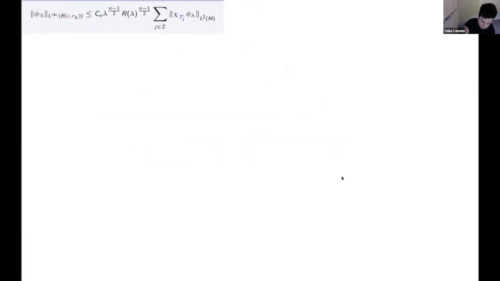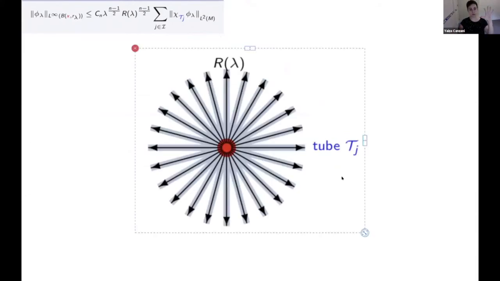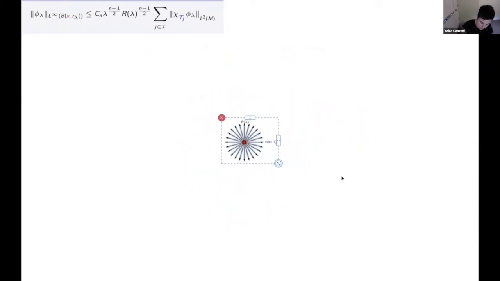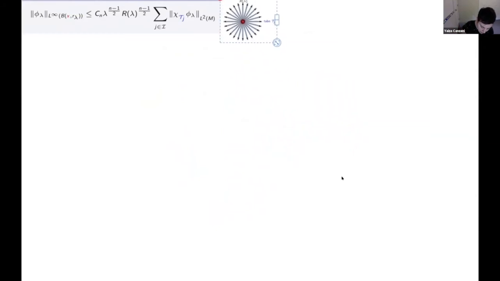Just so that we are all on the same page, remember that these beams, we were building them by starting at the point x, looking at the co-sphere fiber at x, covering this sphere with balls of radius r, lambda to the minus a half. And then you propagate these balls for a very short time, creating these tubes, T_j. And now you localize your function to each of these tubes, and then you work with your function as a superposition of these beams.